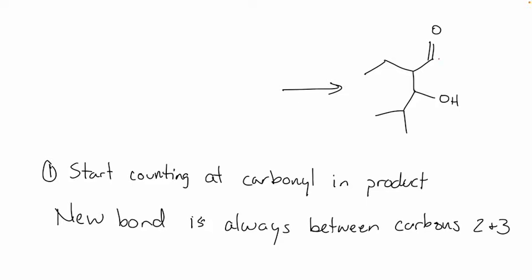All right, start counting at that carbonyl carbon. 1, 2, 3. So that means that this is my new bond. Always between carbons 2 and 3 if you start counting at that carbonyl carbon. So if I'm trying to figure out my reactants, I'm going to break that bond. I've identified what bond was formed in this reaction, so if I'm working backwards, I'm just going to break it. This was my alpha carbon of my enolate.